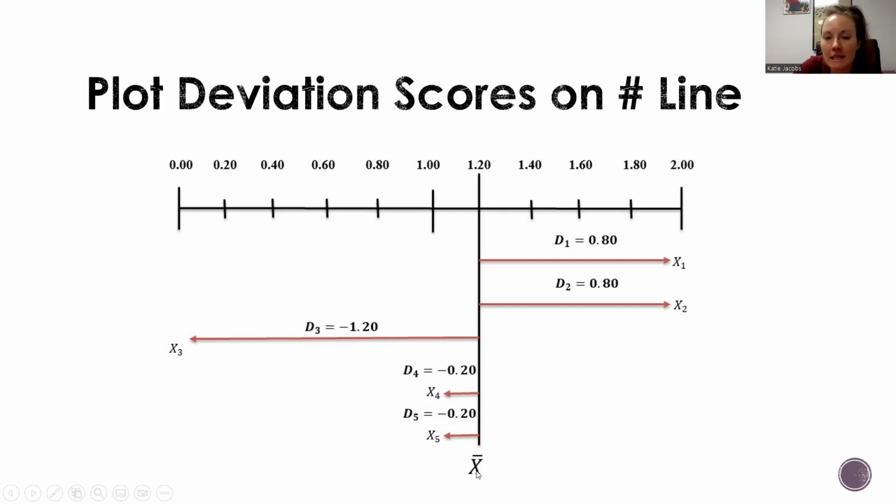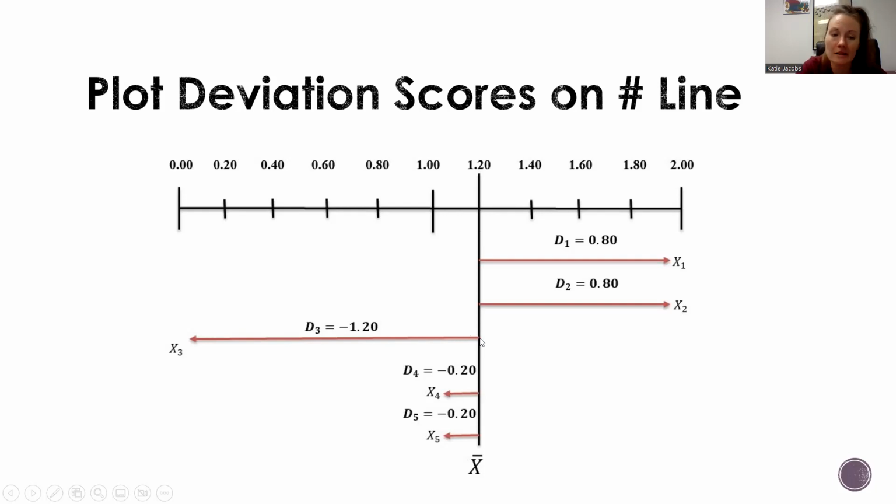Okay, when we're finding these deviation scores, we see that x1, if we look in our data set, x1 was 2. So if we look on our number line, that's where we have x1. And so what this deviation score is telling us is how far x1 is from our mean, which is 1.20. We see that it's a positive number, which means that 2 is just 0.80 to the right of the mean. We see with our second deviation score, that's the same thing, because x sub 2 was also 2.